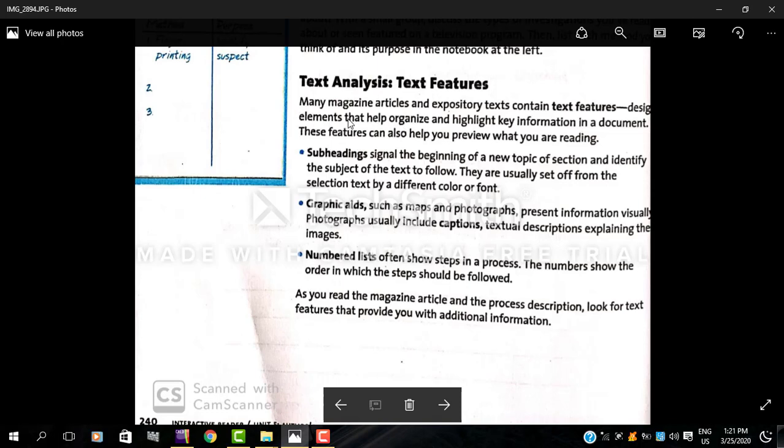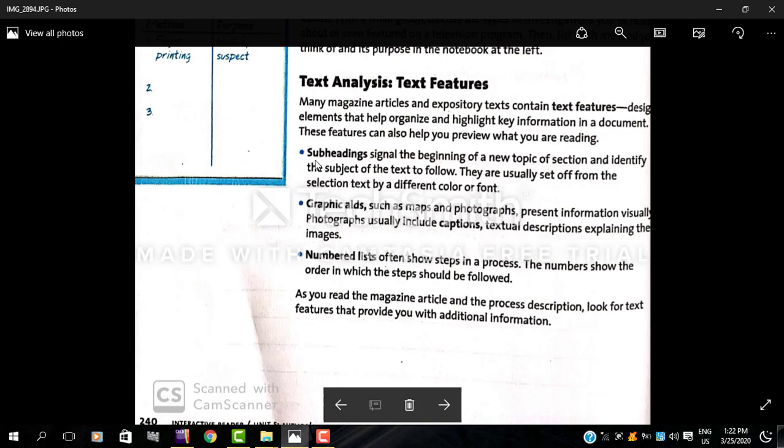Okay, remember this magazine article, whatever you're reading, of course it has some key information. There's something there to help you. What are these things which will help you? Just I want you to highlight this one or circle it. And write here 1. Subheadings.